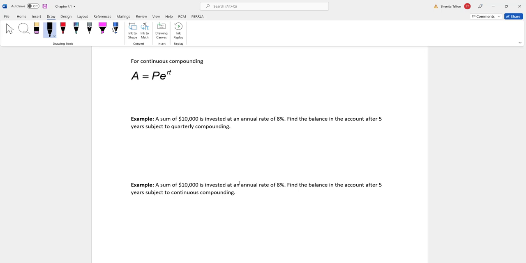So let's look at this first problem. We've got a sum of 10,000 invested at an annual rate of 8%. Find the balance in the account after 5 years subject to quarterly compounding. So let's write out what we have. The principal amount is 10,000 at a rate of 8%. We're going to change that to a decimal. t is 5 years and it is compounded quarterly. And we're trying to figure out what A is.